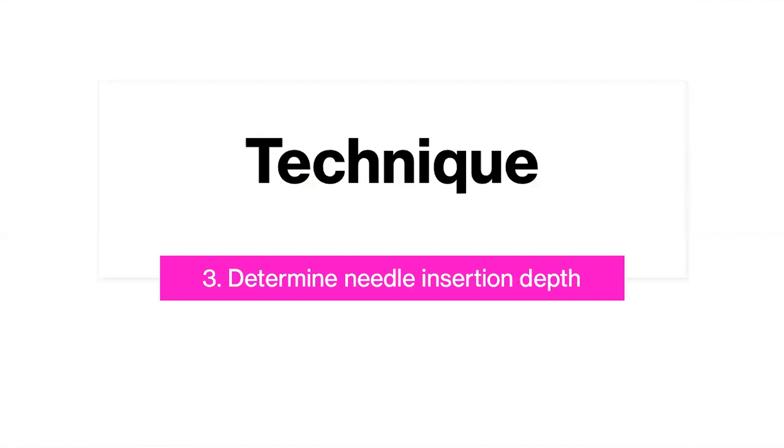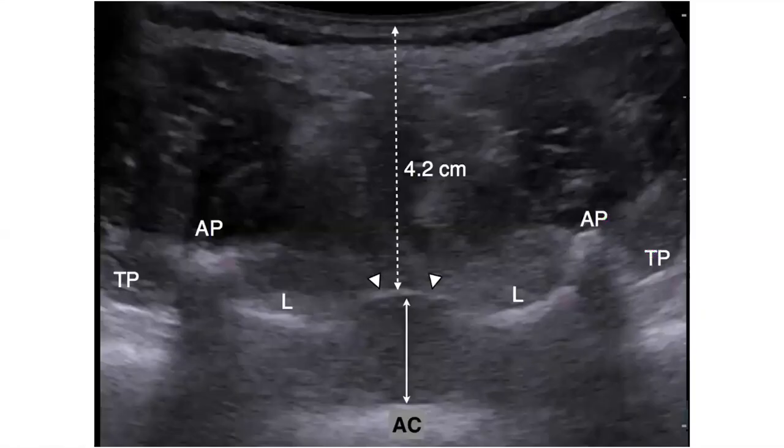And then lastly, one needs to determine the needle insertion depth. So once again, we use the curvilinear probe, and what we use are the markings on the screen, okay? And these are usually in centimeters. And this will be used to determine the needle insertion depth. And as per this example, this is 4.2 centimeters.